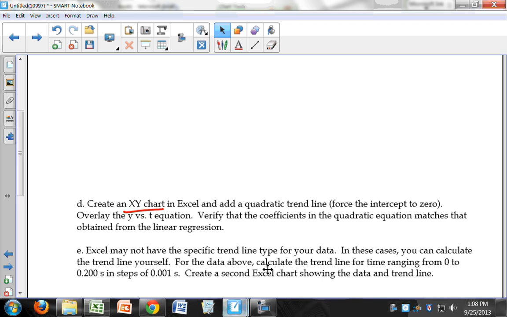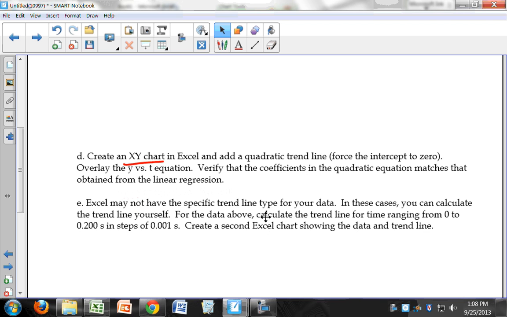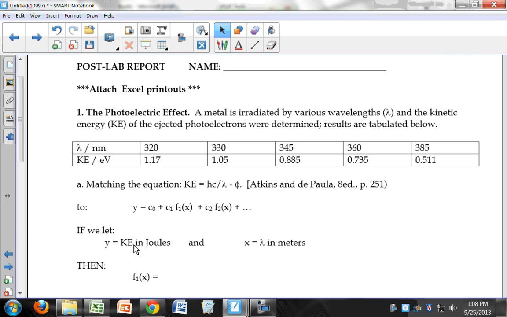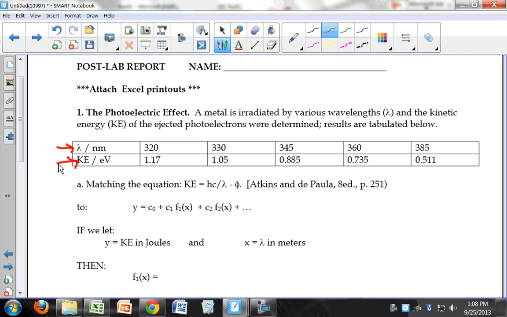So for the rest of this lab, that's what we just did. For the rest of this lab, I've given you data from the photoelectric effect. This is from Atkins, from the textbook. So we're going to fit kinetic energy. We have kinetic energy data in electron volts versus wavelength. And the relationship for the photoelectric effect, if you remember, kinetic energy is equal to the photon energy, which is hc over lambda, minus the work function.